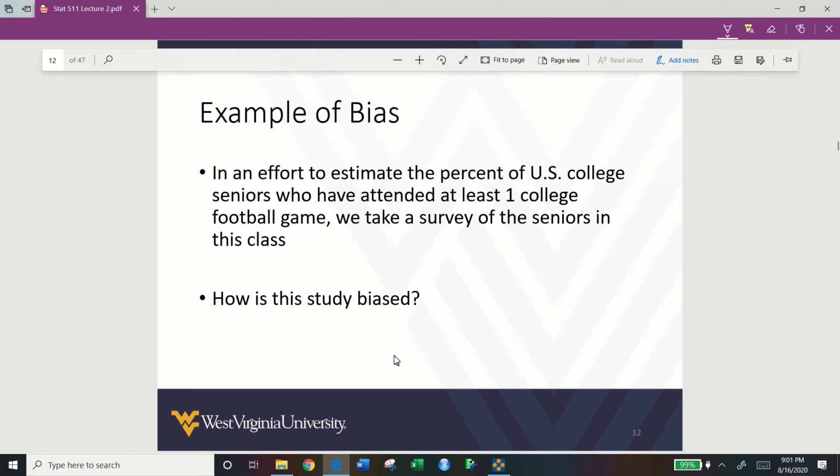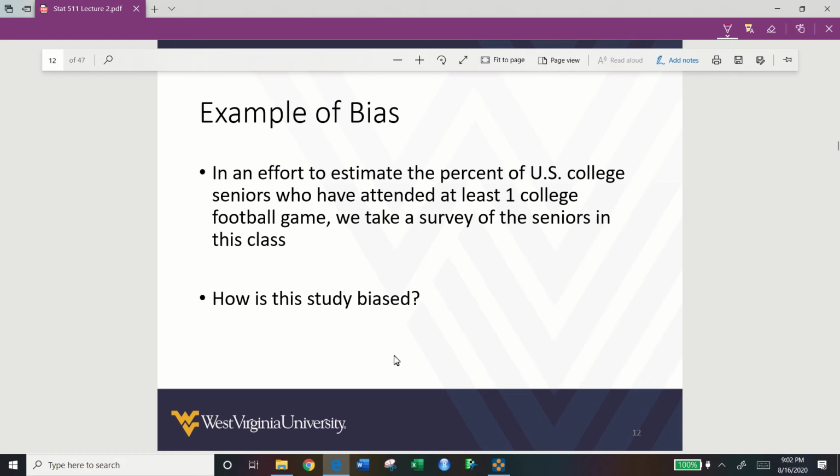So let's take a look at another example of bias. In an effort to estimate the percent of U.S. college seniors who have attended at least one college football game, we take a survey of the seniors in this class. How is this study biased?